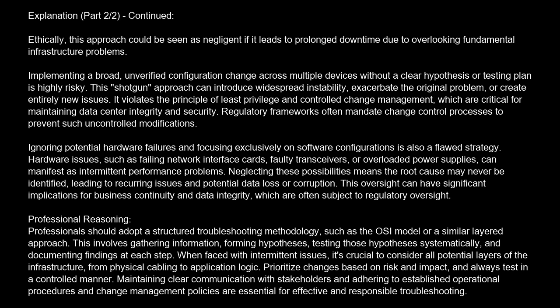Professional reasoning. Professionals should adopt a structured troubleshooting methodology, such as the OSI model or a similar layered approach. This involves gathering information, forming hypotheses, testing those hypotheses systematically, and documenting findings at each step. When faced with intermittent issues, it's crucial to consider all potential layers of the infrastructure, from physical cabling to application logic. Prioritize changes based on risk and impact, and always test in a controlled manner.